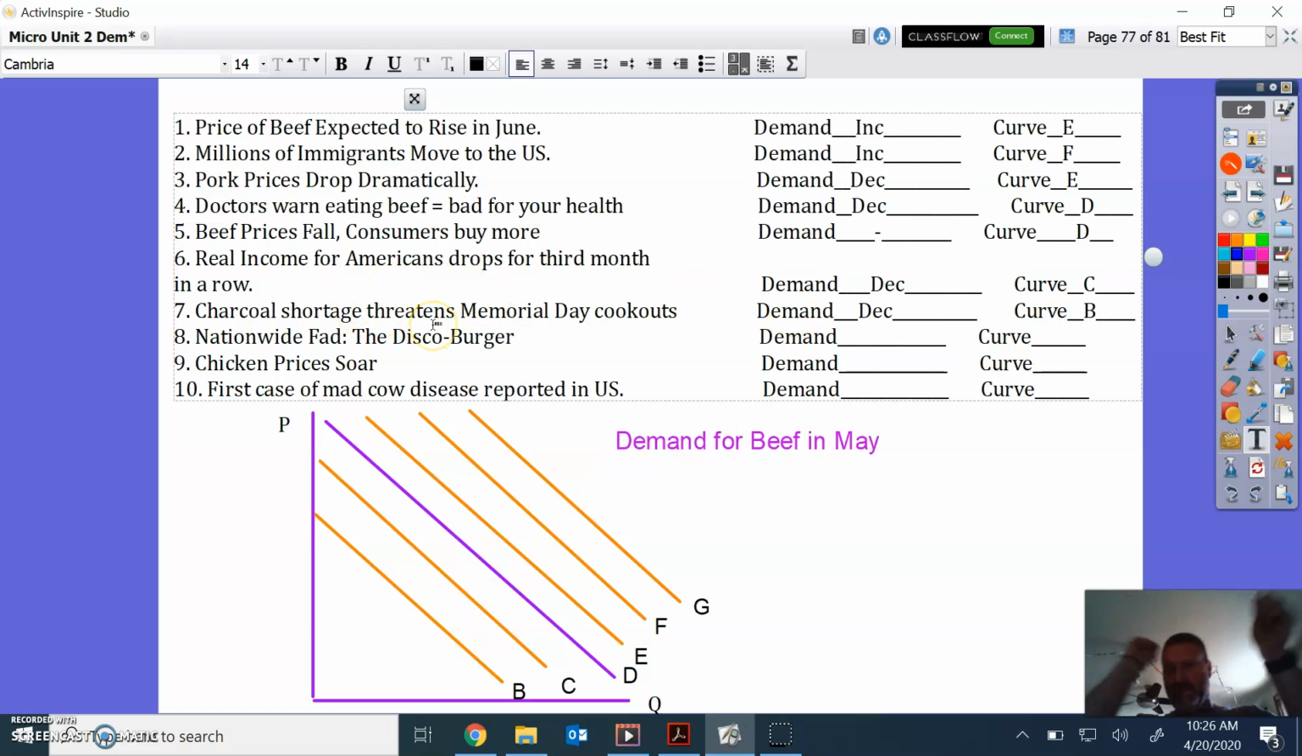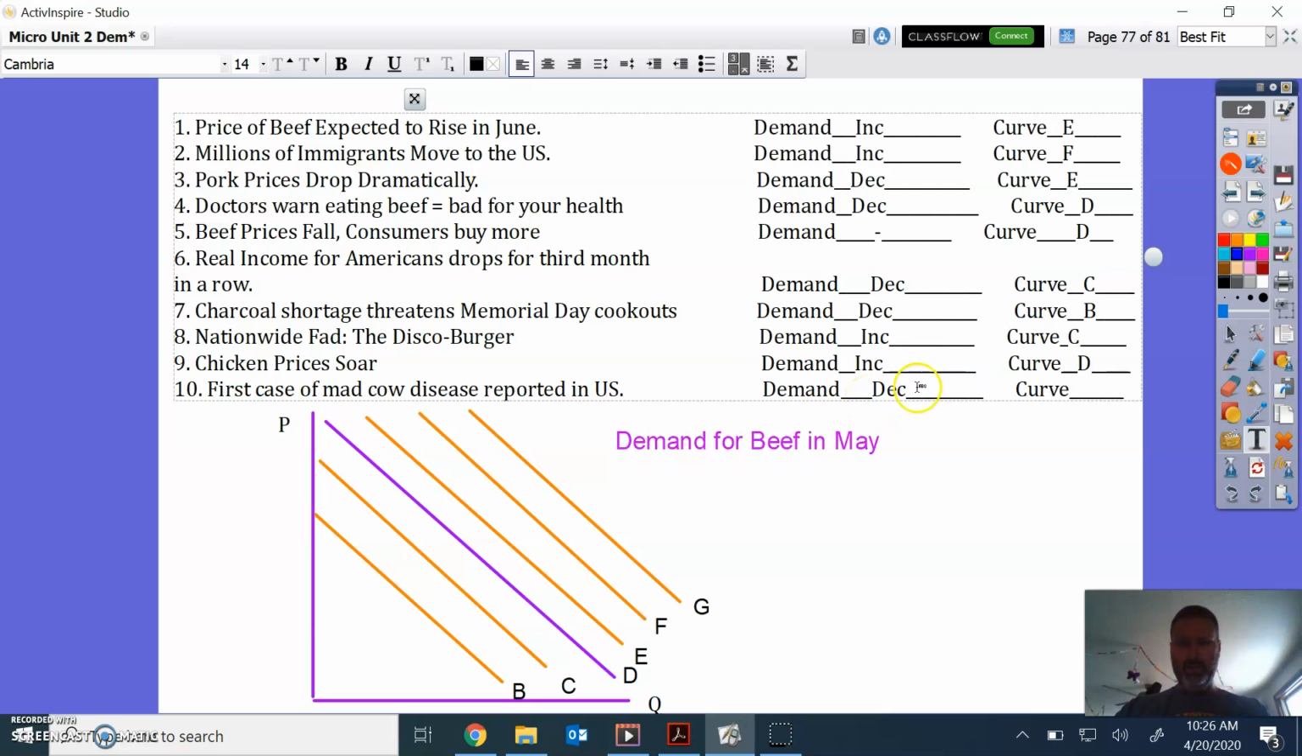Nationwide fad: the disco burger. Oh, yeah, everybody loves the disco. So we were at B. We're going to increase back to C. Chicken prices soar. I ain't buying chicken. I'm buying beef. D. Okay? The first case of mad cow. Bad. Okay? So we were at D. We're going to decrease back to letter C. Hopefully you got those right and are good to go at that point.